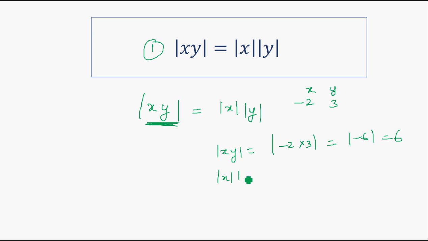Now how much is mod of x into mod of y? So mod of minus 2 into mod of 3, so this is 2 into 3. Modulus of minus 2 is 2, modulus of 3 is 3, so 2 into 3 is 6. So as you can see, whatever the sign of x and y, this property will get satisfied. You can try with different signs of x and y, right?